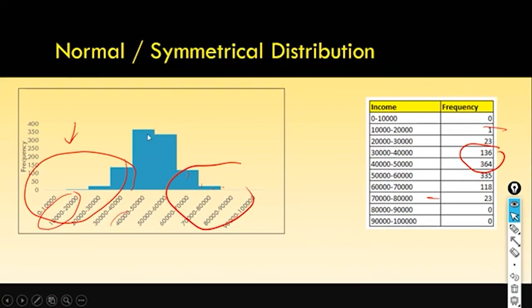Yeah, in the peak of the histogram. Yes, Sri, the peak of the histogram will show you the most common value in your data set. What is the most common value? 40,000 to 50,000.